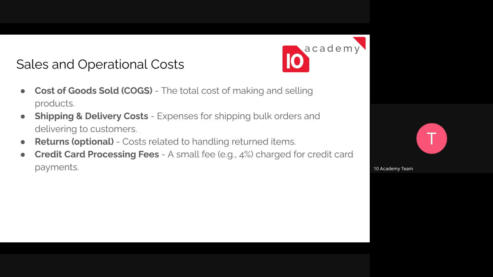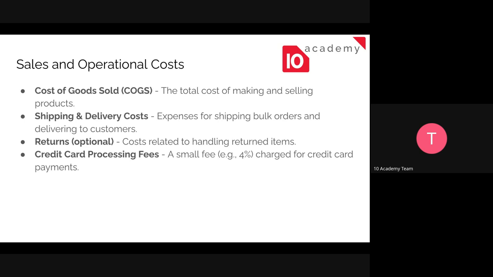So this will be the last one. This is sales and operational costs. The first one is cost of goods sold. It will contain the total cost of making and selling products. And then we have shipping and delivery costs. It includes expenses for shipping orders and delivering them to customers.